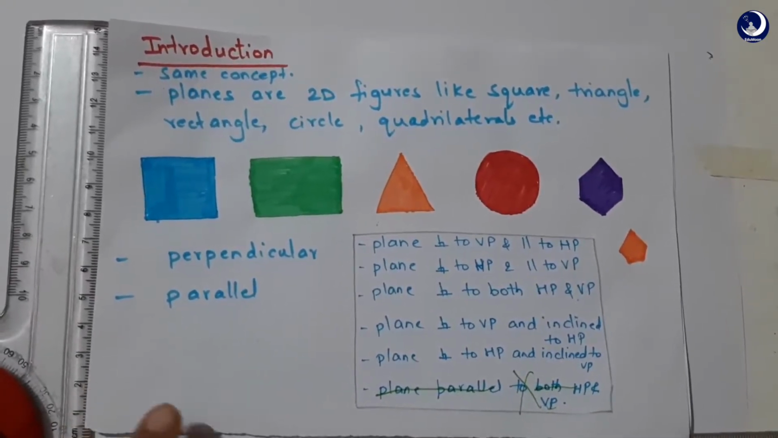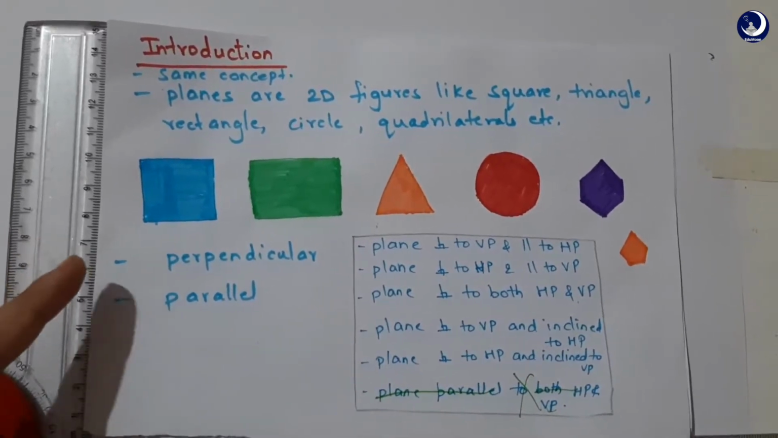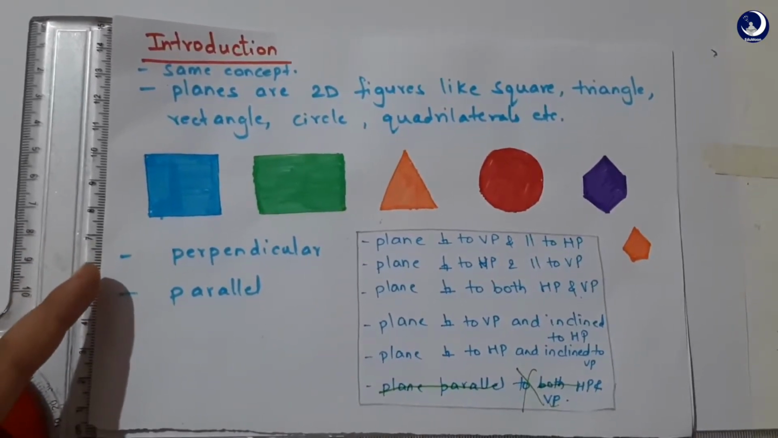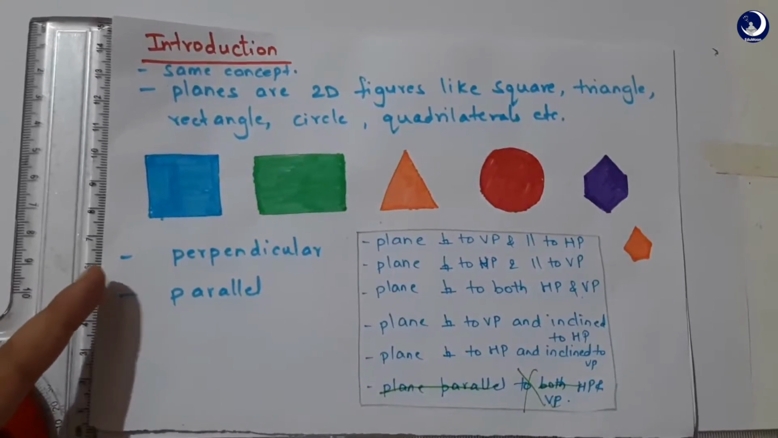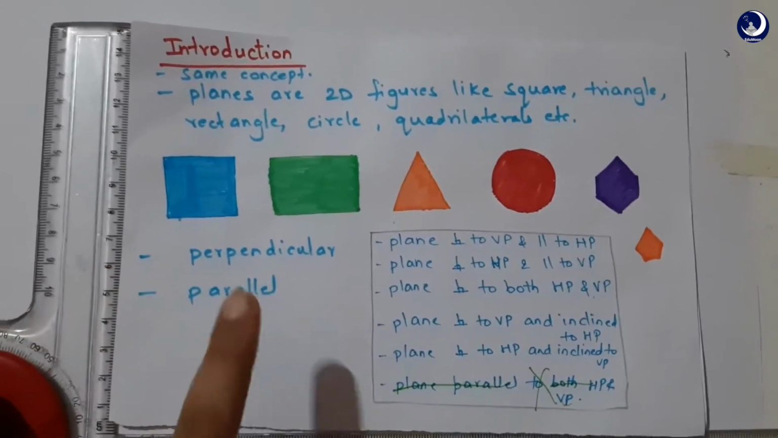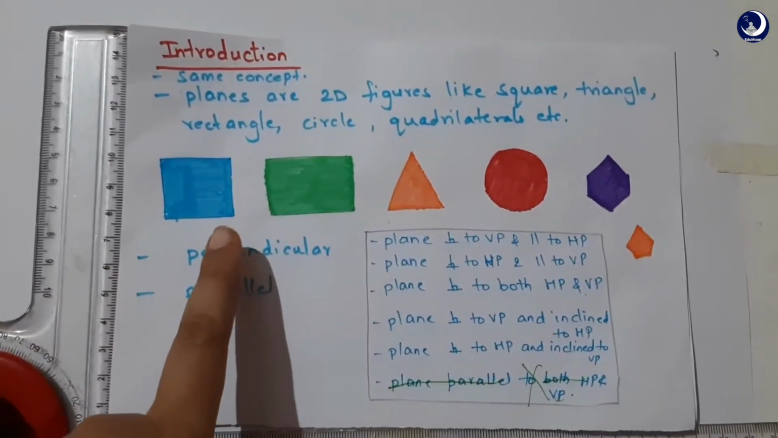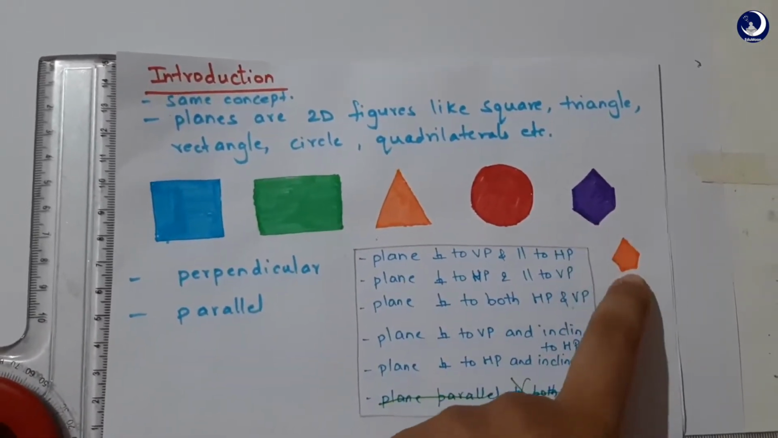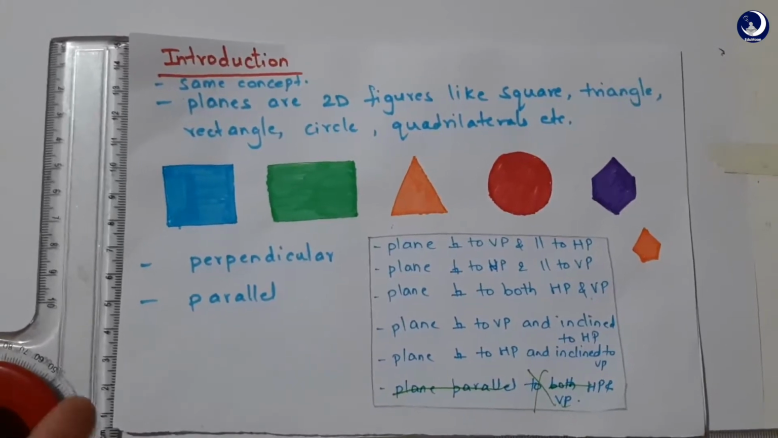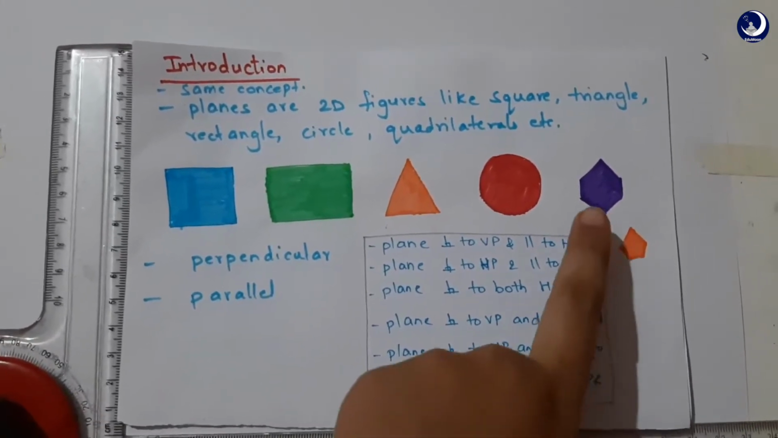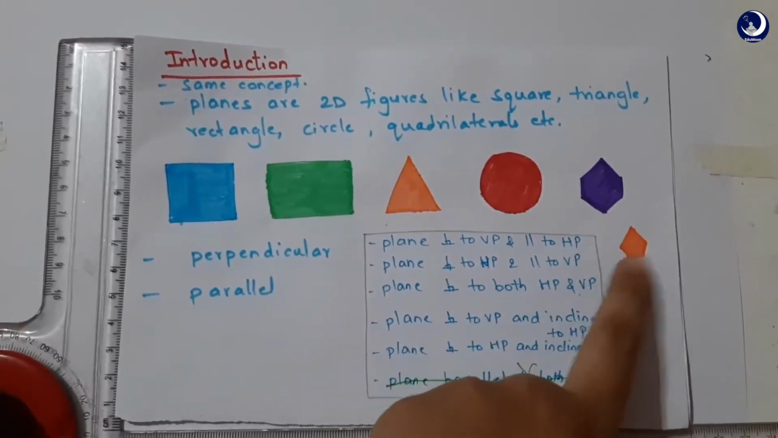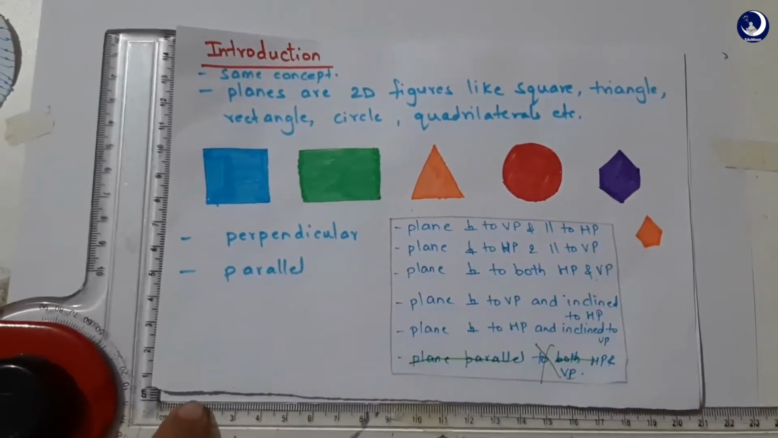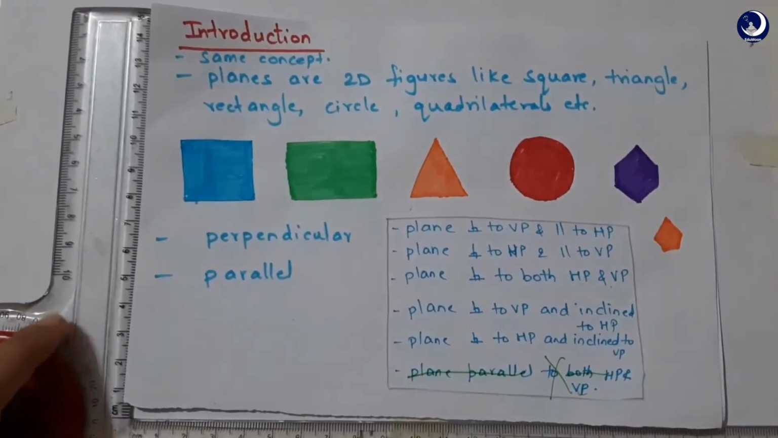So just a recap, we discussed what planes are. They are 2D figures like square, triangle, rectangle, circle, quadrilaterals, etc. So you can see I've drawn some planes here: a square, rectangle, triangle, circle, hexagon and a pentagon. In the previous video, for those of you who do not know, I also discussed how to draw a pentagon and a hexagon using the drafter. So you can check that out.